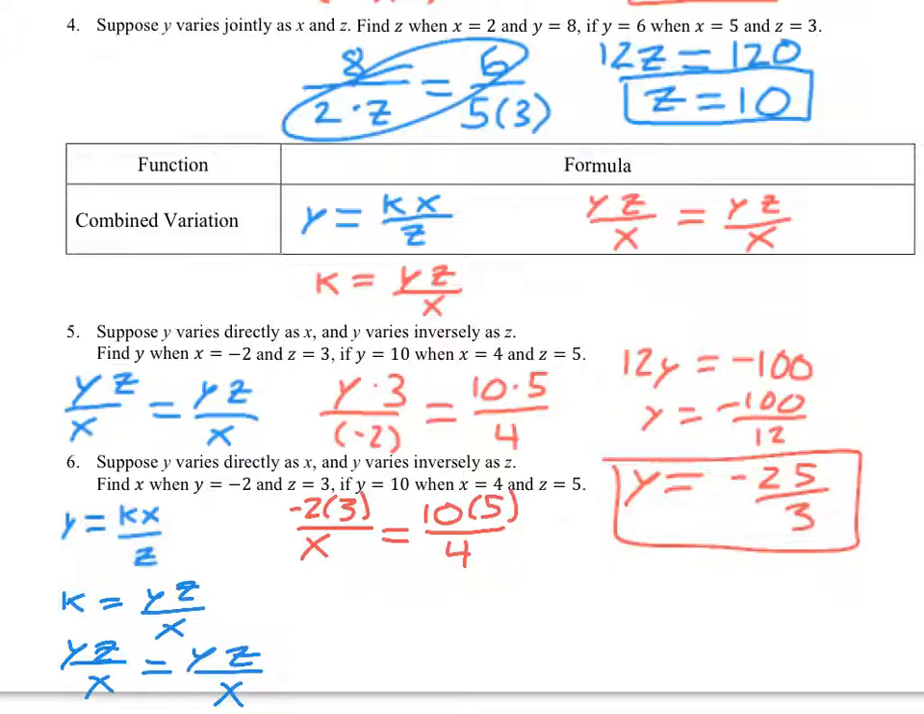Okay, multiplying diagonally, and I like to start with the one that has the variable. X times 10 times 5 is 50x equals -2 times 3 times 4. -6 times 4 is -24. So we divide both sides by 50, and we get x equals -24 over 50. Those are both divisible by 2. So our final answer is negative 12 over 25.